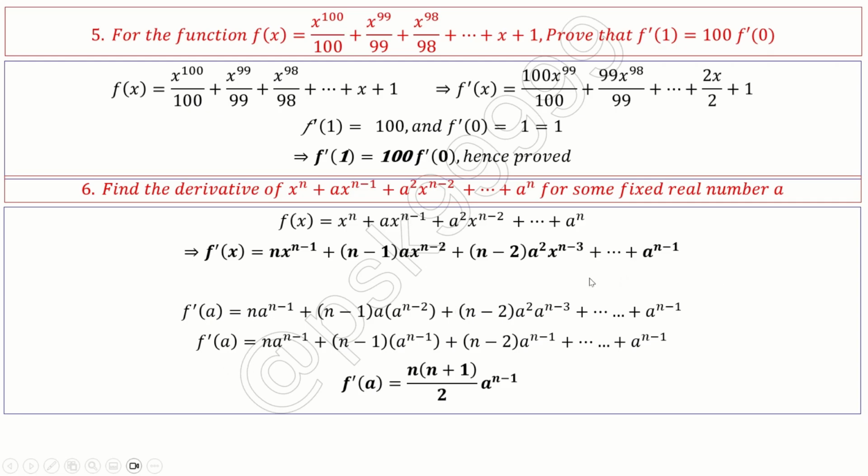If I substitute a, I can see that each term has a^(n-1), correct? a^(n-1) is there in each term. So I take a^(n-1) common. Then I am left with n plus n-1 plus n-2 up to 1, which is nothing but the sum of integers from 1 to n, which is n(n+1)/2. So n(n+1)/2 multiplied by a^(n-1) is the required value.